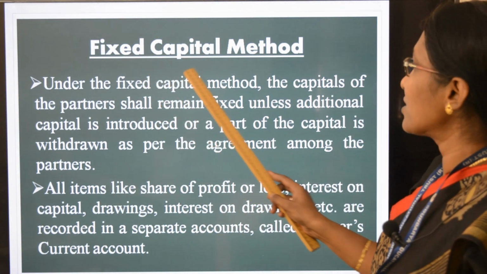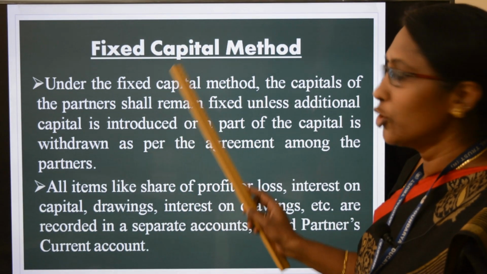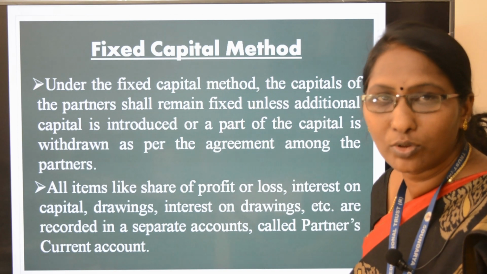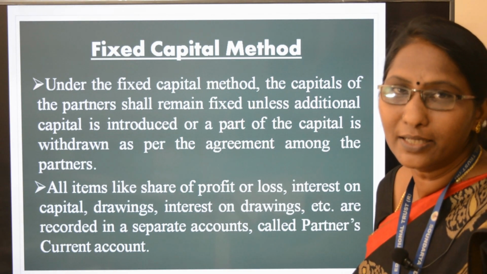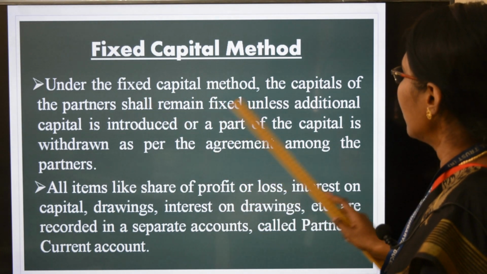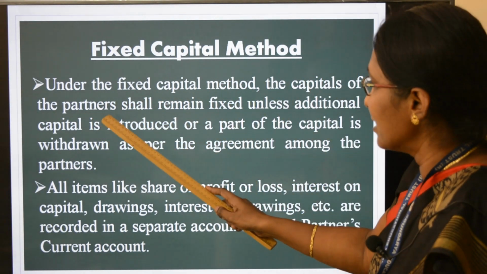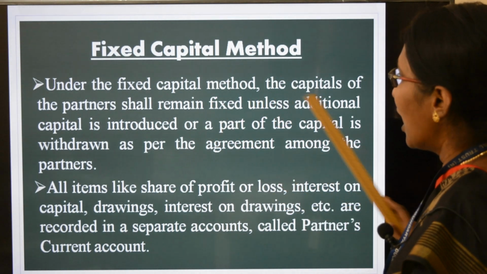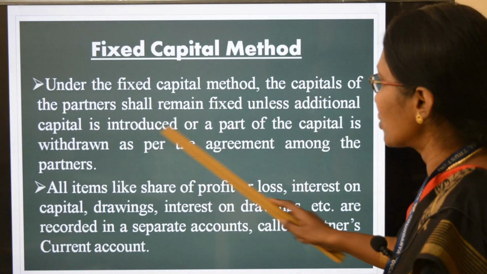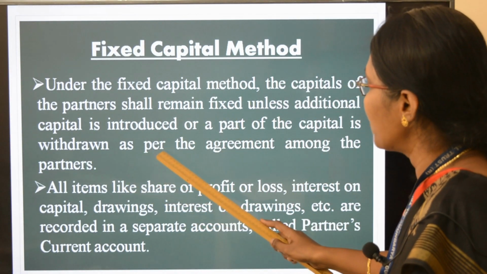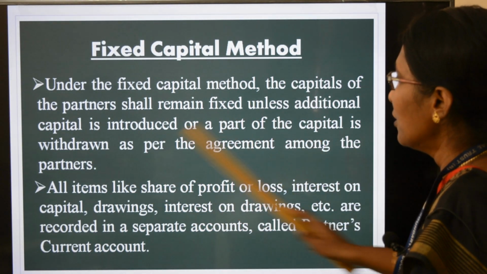Under the fixed capital method, we prepare two ledgers. One is the partner's capital account and the other is the partner's current account. Under the fixed capital method, the capitals of the partners shall remain fixed unless additional capital is introduced or a part of the capital is withdrawn as per the agreement among the partners.